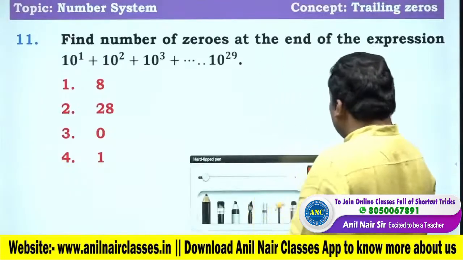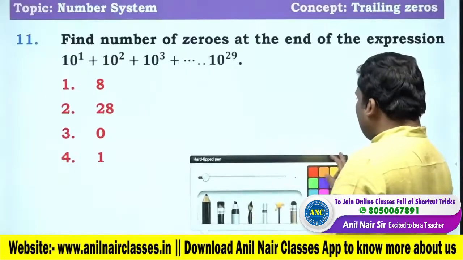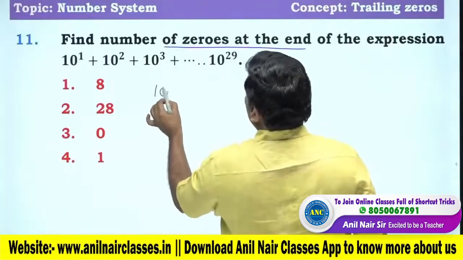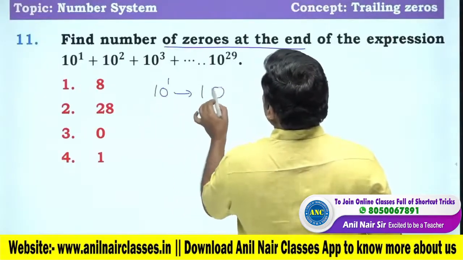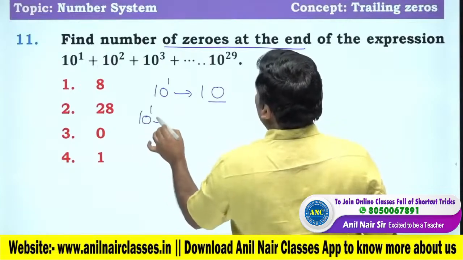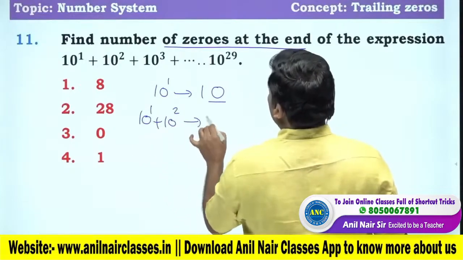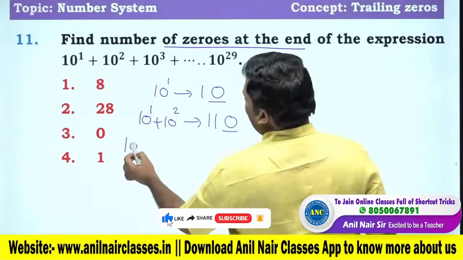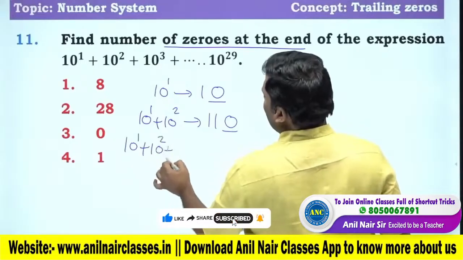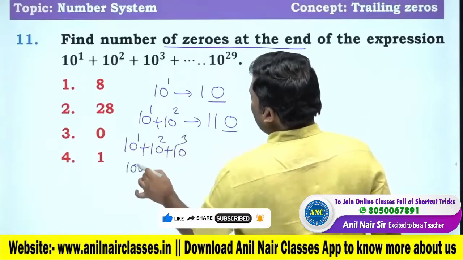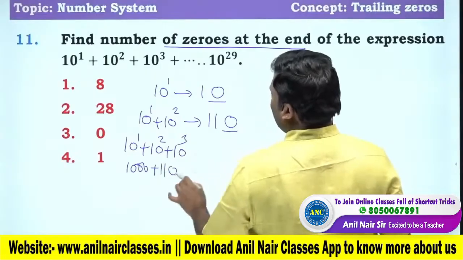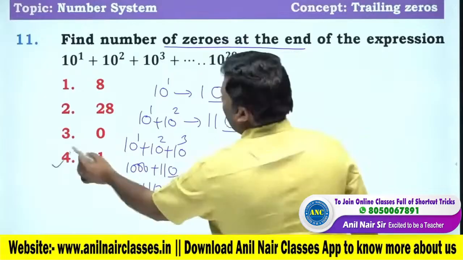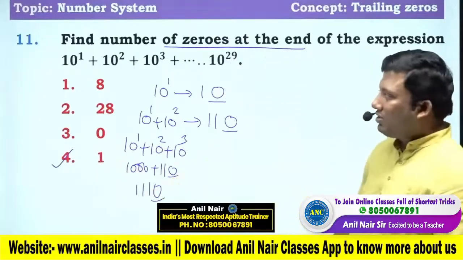Another question, sir. This is an exam model question. See here. Find the number of zeros at the end. 10 power 1. It will have 1 zero at the end. 10 power 1 plus 10 square, 100 plus 10, 110. It will have 1 zero at the end. 10 power 1 plus 10 square plus 10 cube, 1000 plus 100 plus 10, 110, again it is 1110. Only 1 zero at the end.